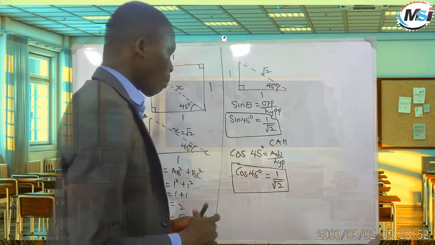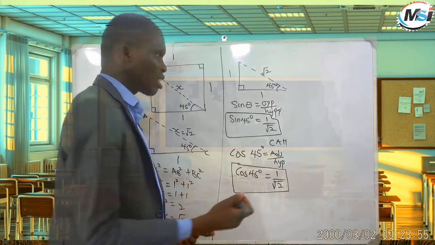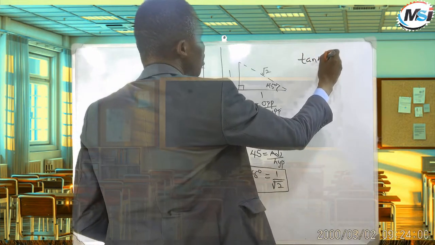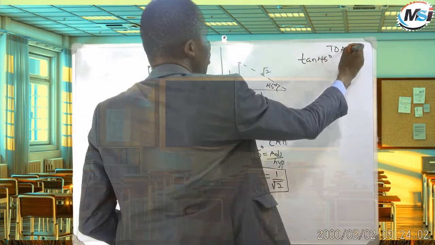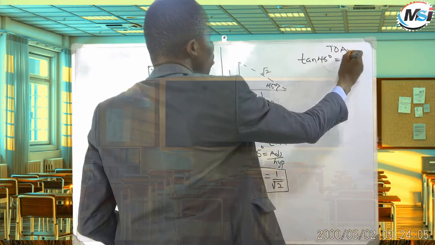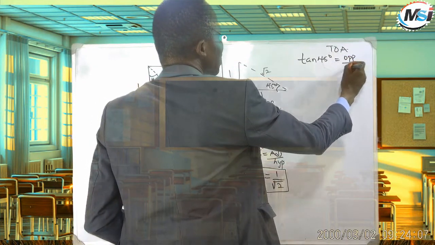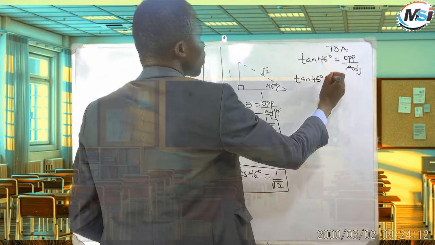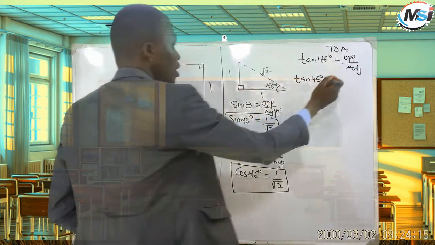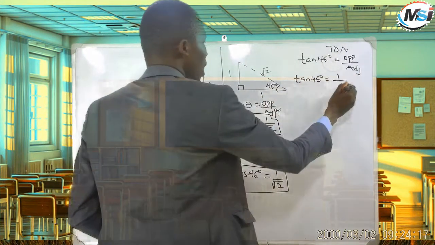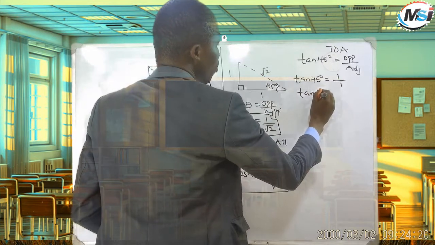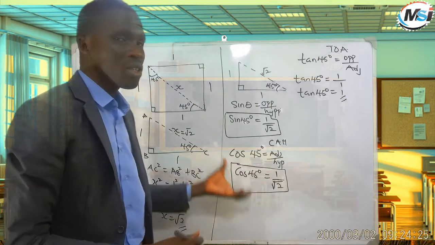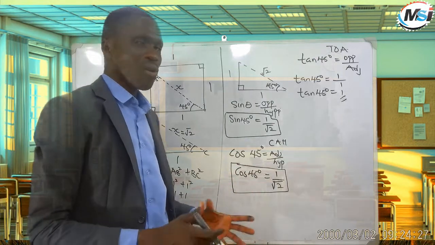Now the last part is tan theta, and I'm going to use tan 45 degree here. Remember that this will give us opposite all over adjacent. So tan 45 degree will give us, what is opposite here? 1. And what is adjacent? 1. So that is telling you that tan 45 degree will give us 1.